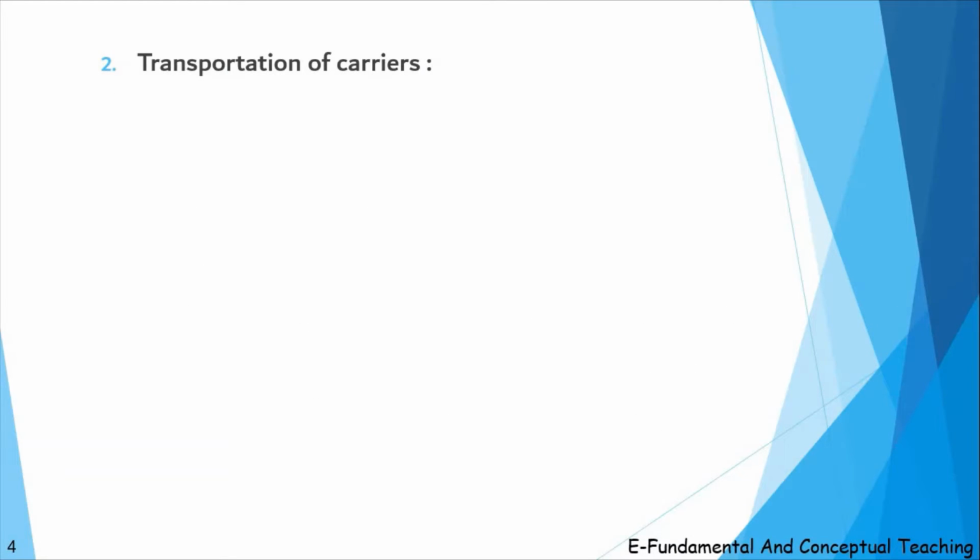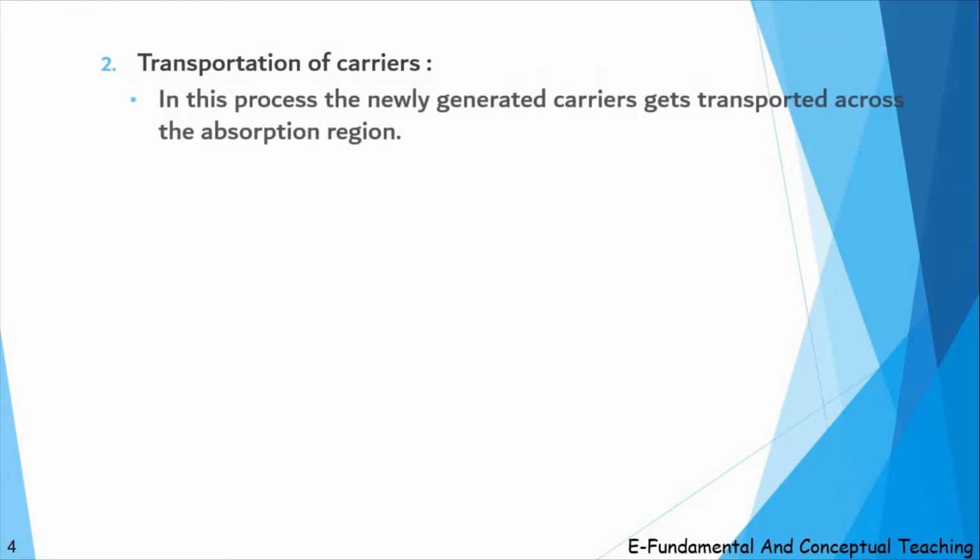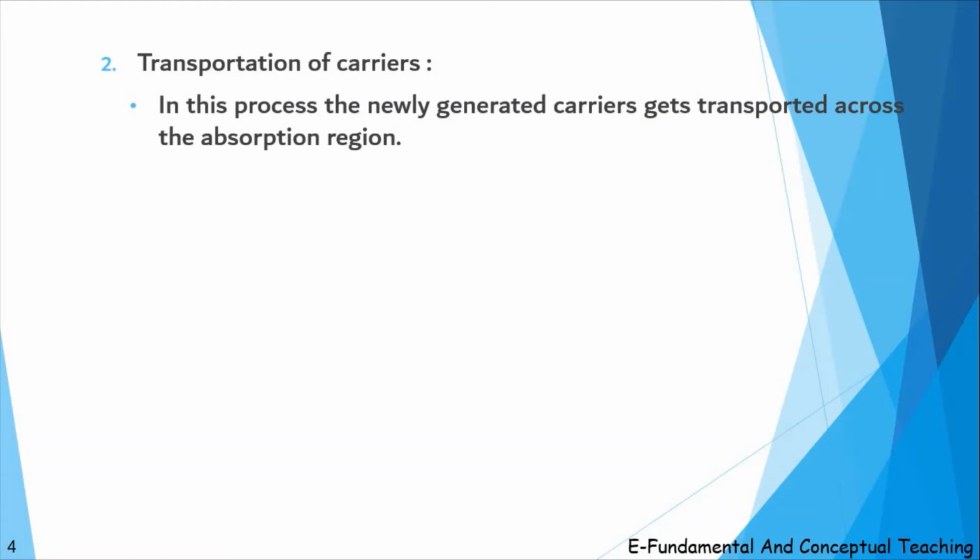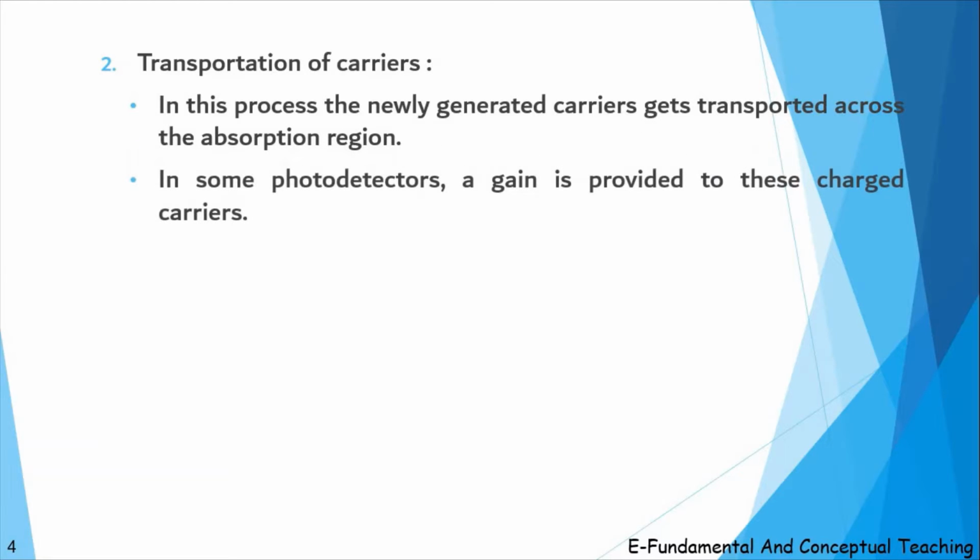Step 2. Transportation of carriers. In this process, the newly generated carriers get transported across the absorption region. In some photodetectors, a gain is provided to these charge carriers.